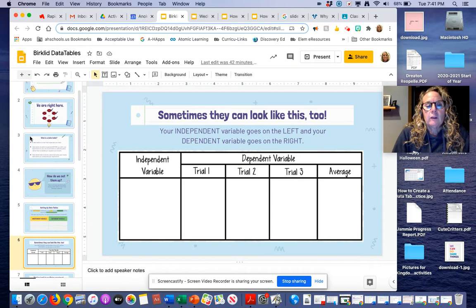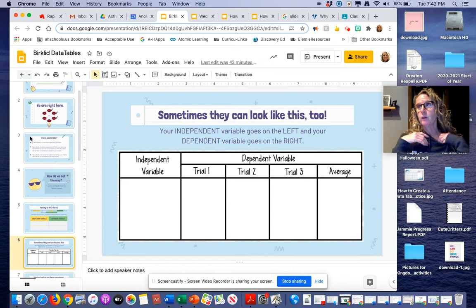So sometimes they can look like this too, because if we're collecting more data, we have to make spaces to collect it. So your independent variable goes all the way to the left, and your dependent variable goes on the right. And we have to think about how many trials we have. We need to get an average. So we generally divide it up.